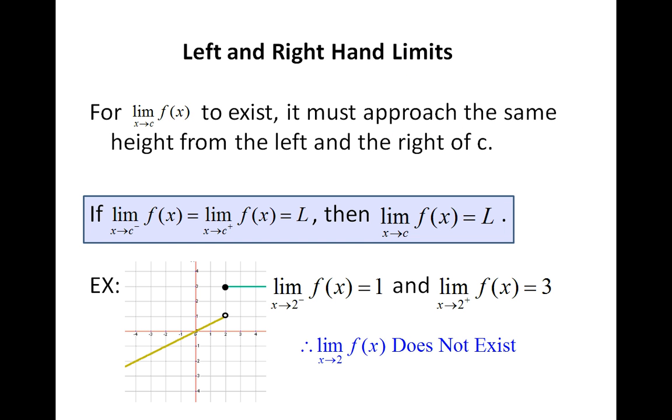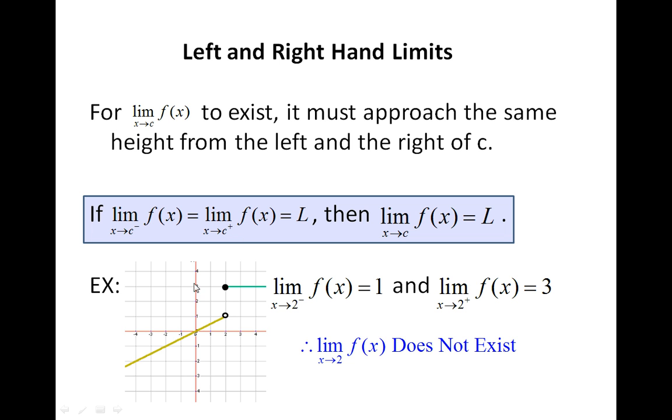Okay, left and right hand limits. Some more notation here. When you're looking at the limit of f of x, it's asking you for the height that the function is approaching as x approaches this number c. Well, when you have a superscript after the c value, which is either a minus sign or a plus sign, that minus and plus indicate direction, either from the left side or from the right side. The minus is from the left, the plus is from the right side.